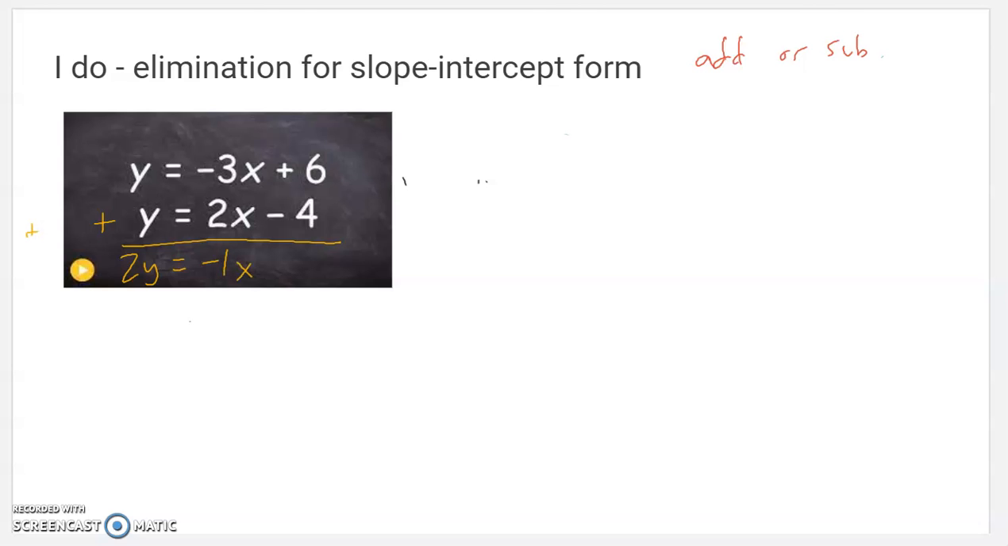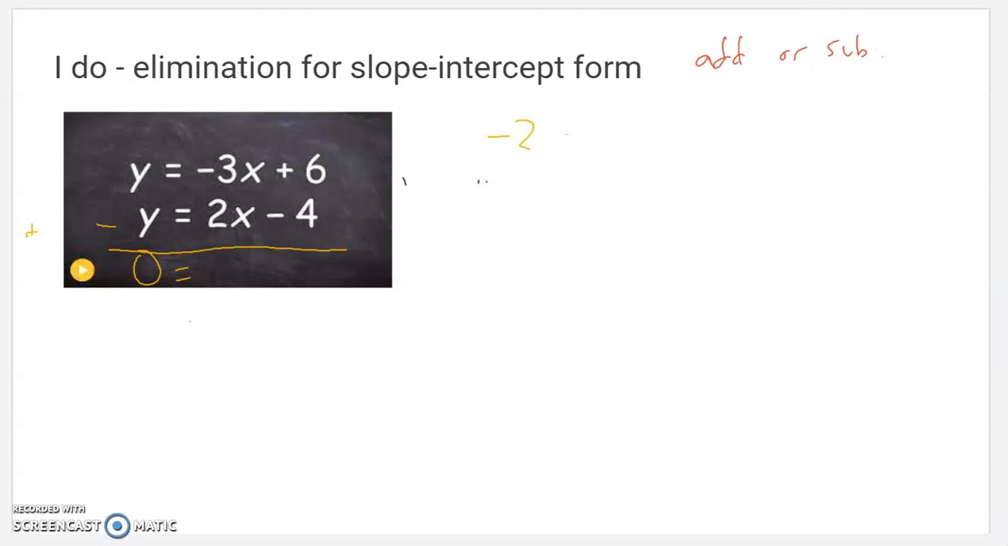I can stop there. Nothing was eliminated. y is still there. x is still there. It doesn't help me out much. But if I subtract them instead of add them, you can see right off the bat, y minus y will be eliminated, and I'll only have one variable left. y minus y is 0, and whatever y is equals negative 3x minus 2x.